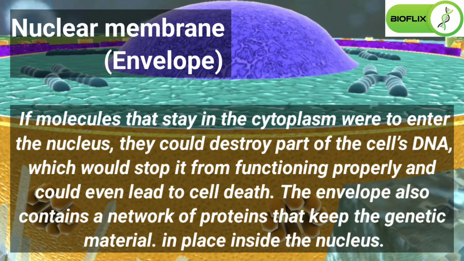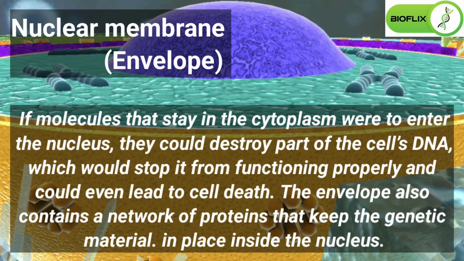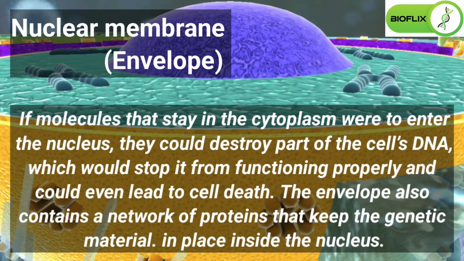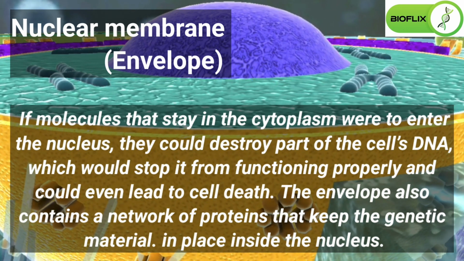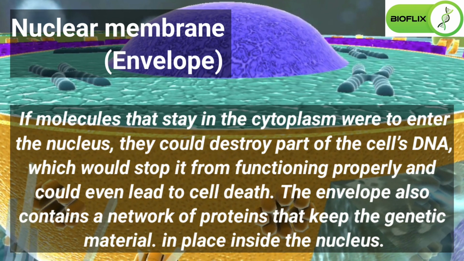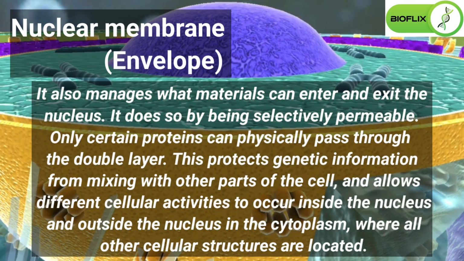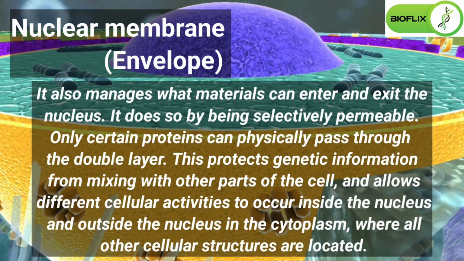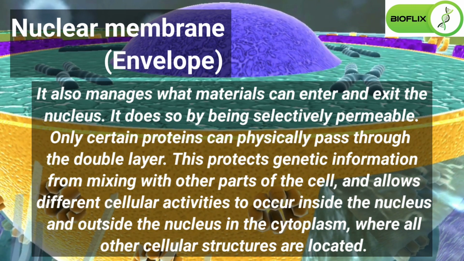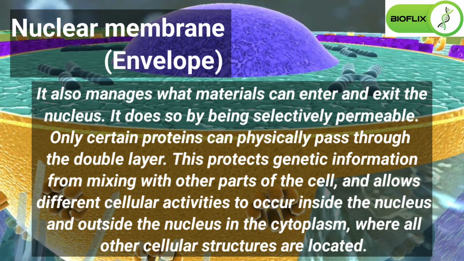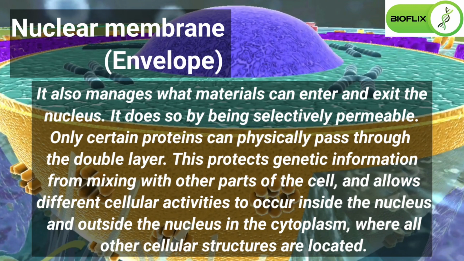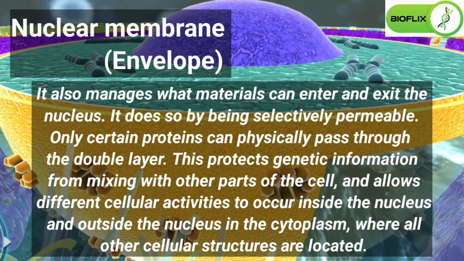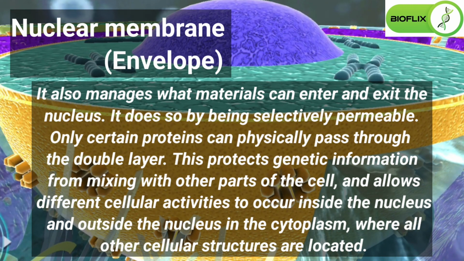The envelope also contains a network of proteins that keep the genetic material in place inside the nucleus. It also manages what materials can enter and exit the nucleus. It does so by being selectively permeable. Only certain proteins can physically pass through the double layer.